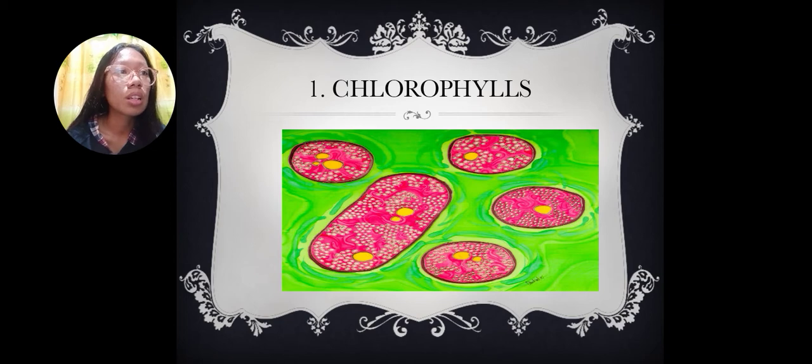So there is also a bacterial variant named bacteriochlorophyll, an example of which is here in the picture, which absorbs infrared light. This pigment is mainly seen in the purple and green bacteria which perform anoxygenic photosynthesis.